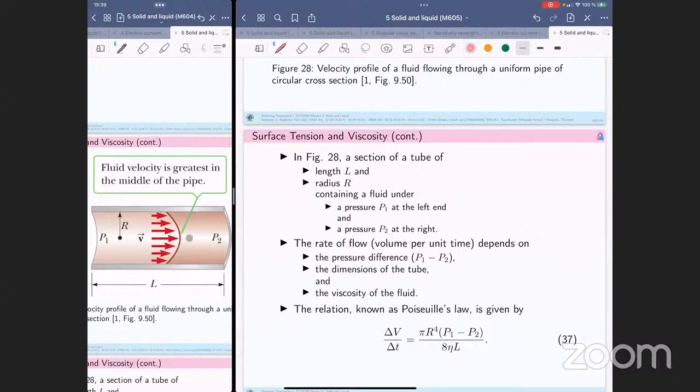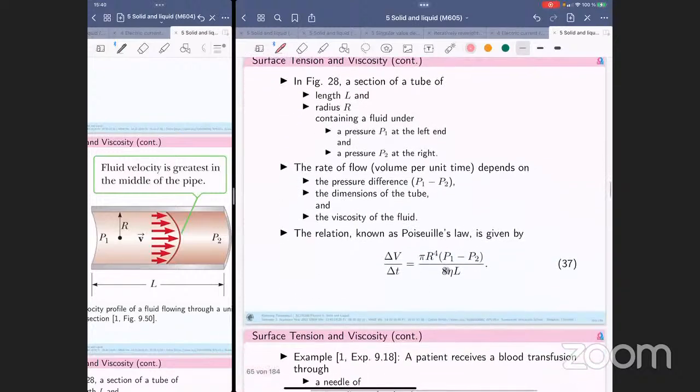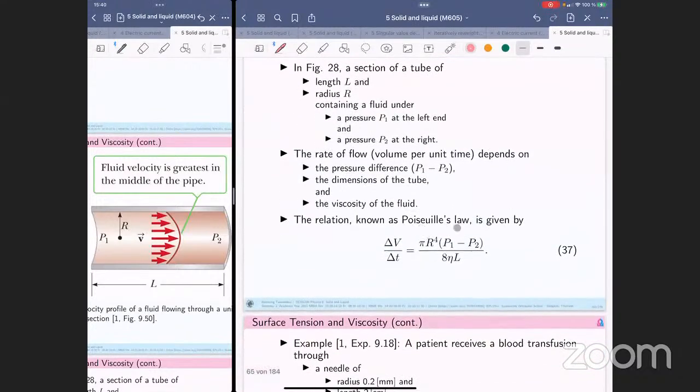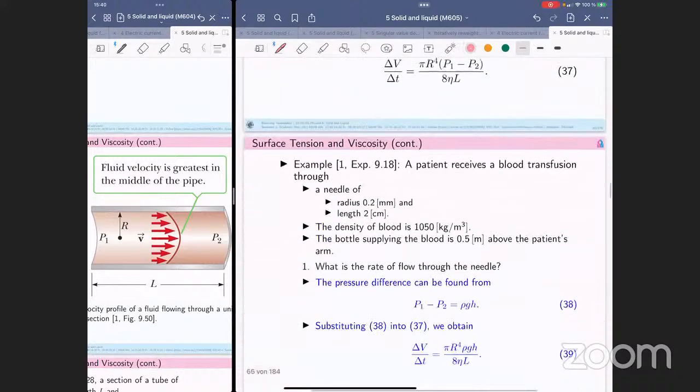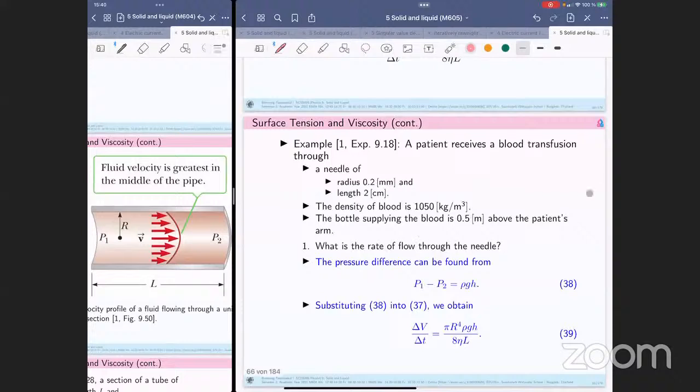And if the fluid has high viscosity, the flow rate is also not going to be good, okay? If your fluid is very, very viscous, the viscosity of that fluid is very high, you would have low flow rate for that. And this person, Poiseuille, is who discovered this relation. Let's take a look at this example.